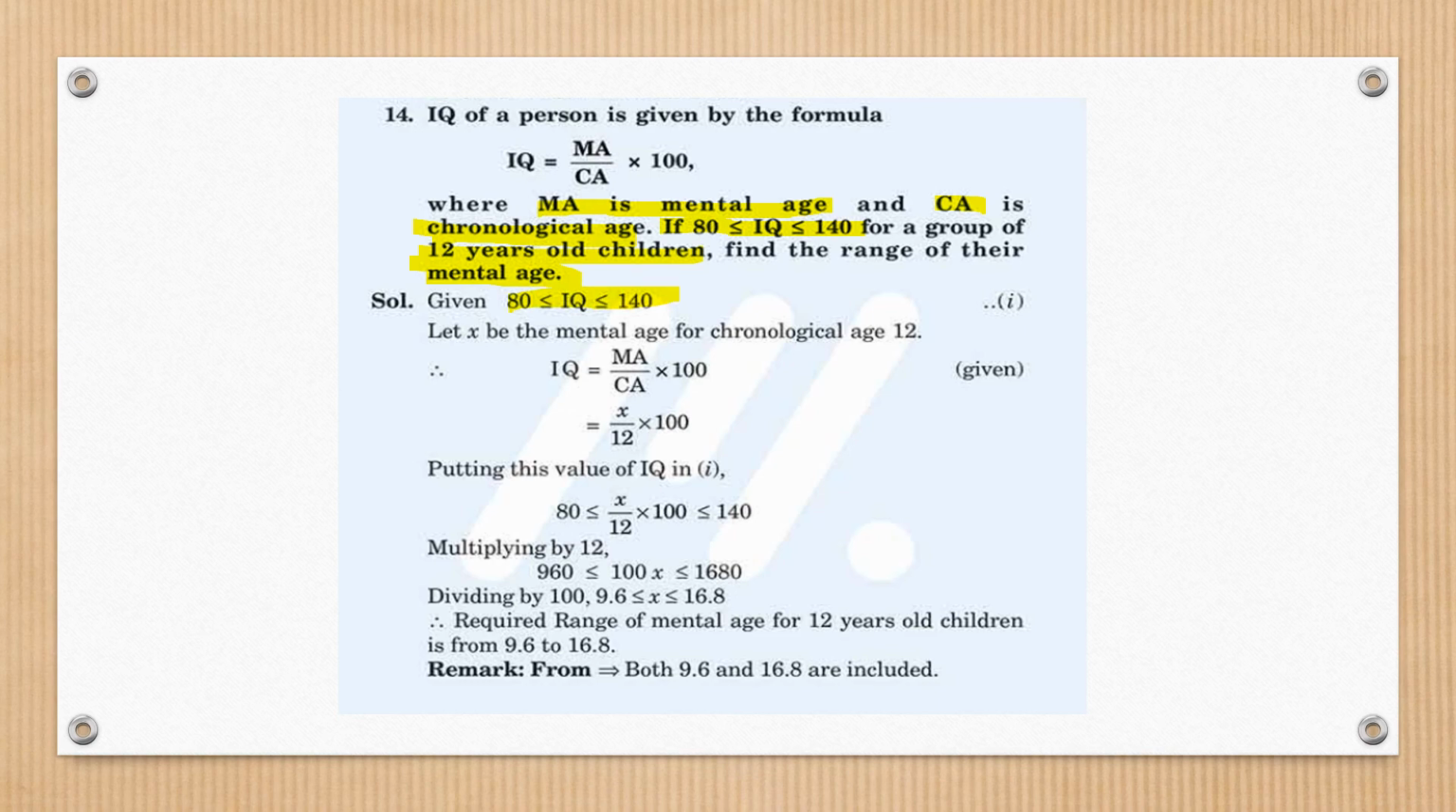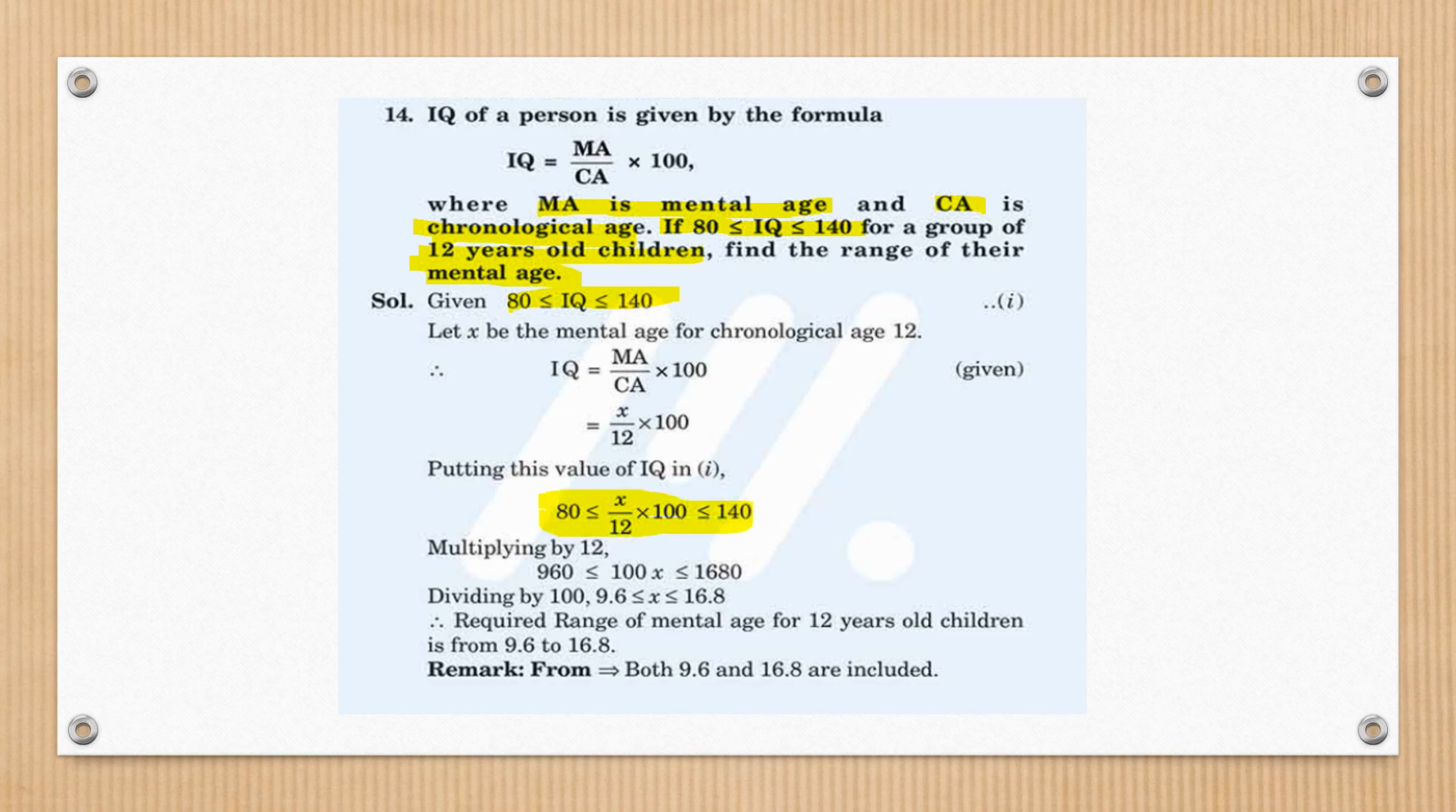So IQ should be changed because I need to find the range of my mental age. So I'll change this formula IQ by this, MA upon CA into 100. So here it is substituted, mental age is taken as x. If you want to take that, that is okay, otherwise MA is also okay to be written. So this is my expression, as MA is written here as x.